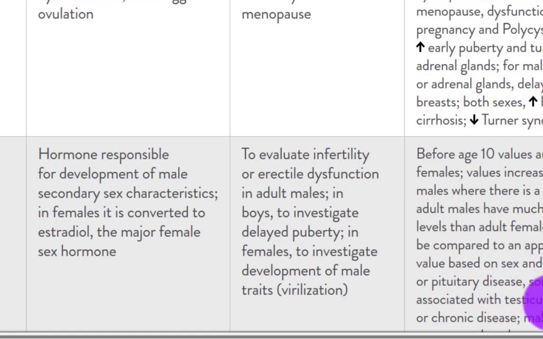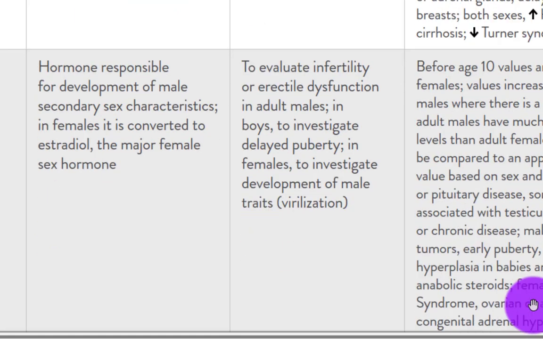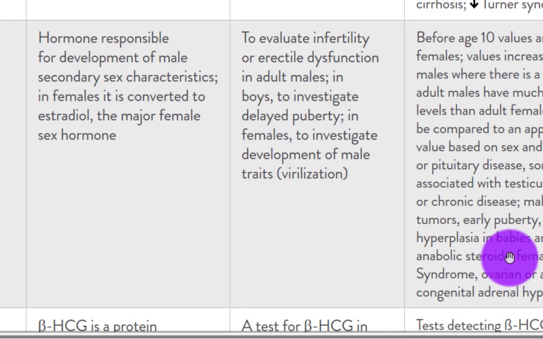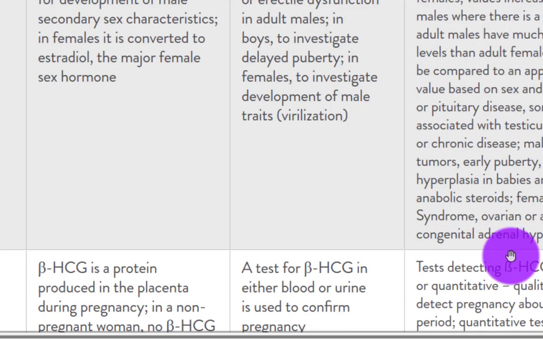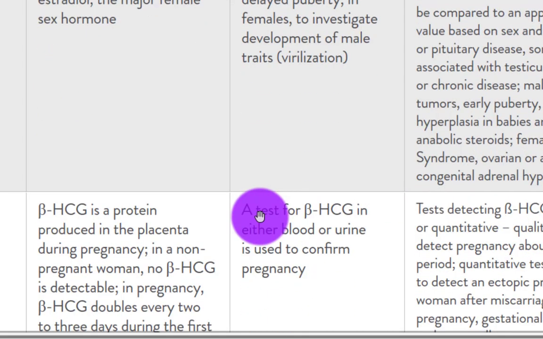Decrease in hypothalamic or pituitary disease, some genetic disease associated with testicular failure and infertility, or chronic disease. Males, increased in testicular and adrenal tumor, early puberty, congenital adrenal hyperplasia in babies and children, use of anabolic steroids. Female, increase in polycystic ovarian syndrome, ovarian and adrenal tumor, and congenital adrenal hyperplasia.